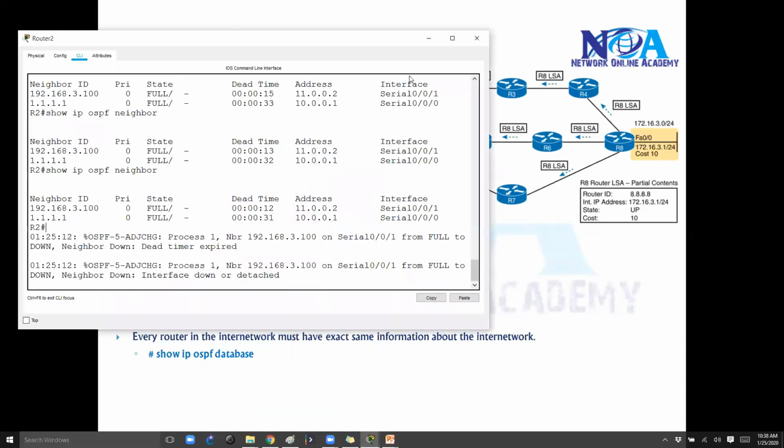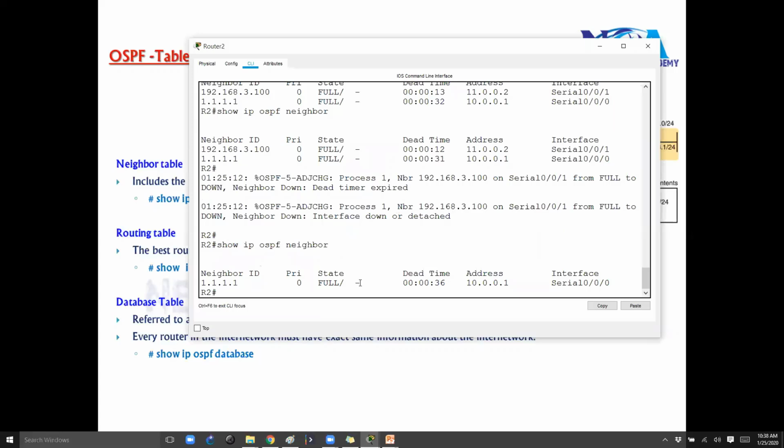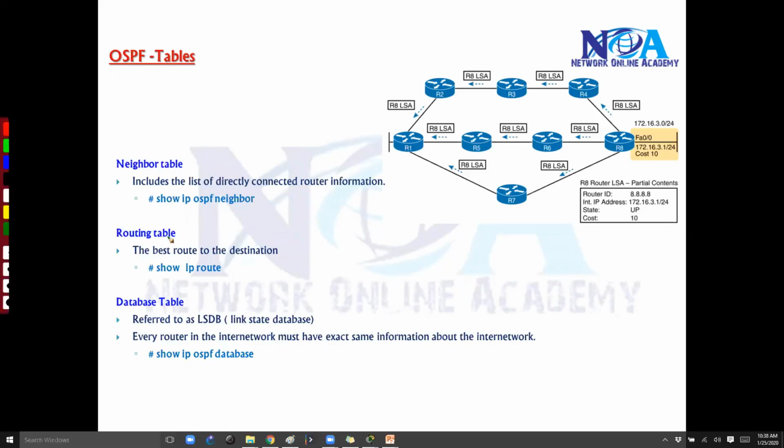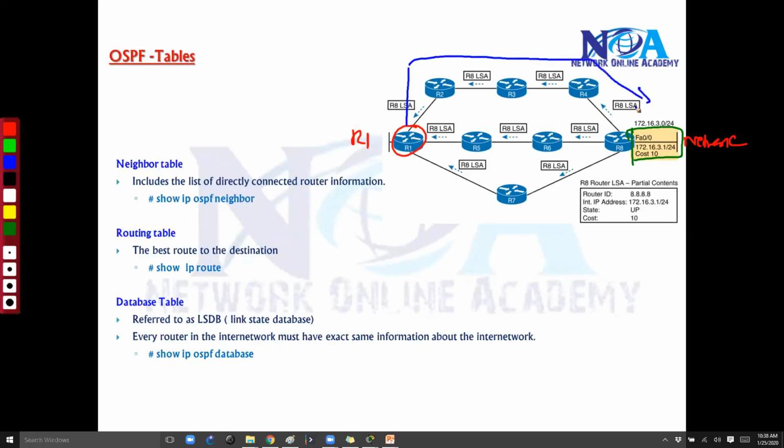Like we have seen this. When you say show ip ospf neighbor, you can see the neighbor information as well. In a similar way, you can see the routing table. Now the routing table contains the best route. Like in my case, let's say this is the network I want to go to. And from router 1 to reach this particular subnet, there are three possible routes. Like here you can see this is one route, or you can go from the second route, or you can go from the third route.